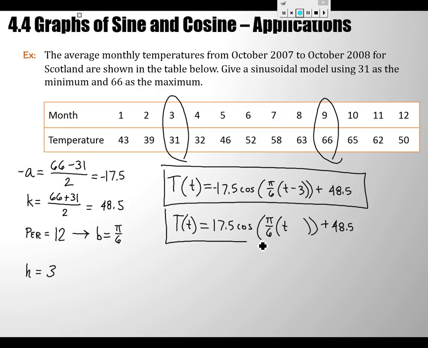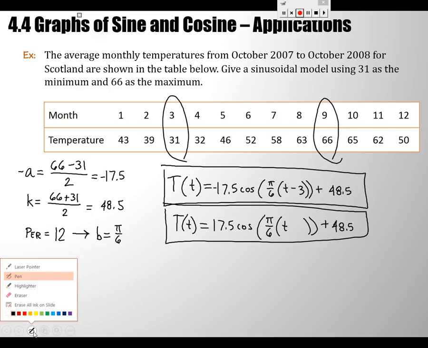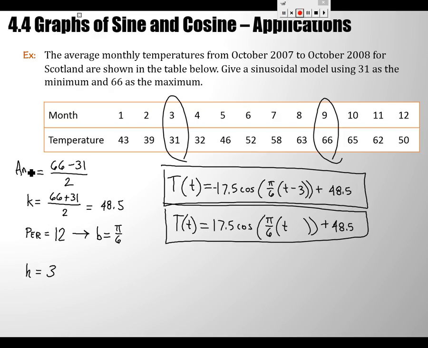Just for fun, let's write another model. What would it have to be? Okay, I'm asking a question about A. Does A stand for the amplitude, or is it always positive? I kind of abused the notation here. Let's be careful. The amplitude is the absolute value of A, but the A value could be positive or negative. So the amplitude is definitely 17.5. We chose in this first example to make it negative 17.8.